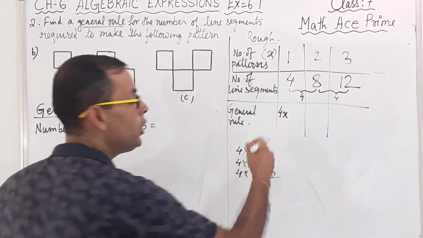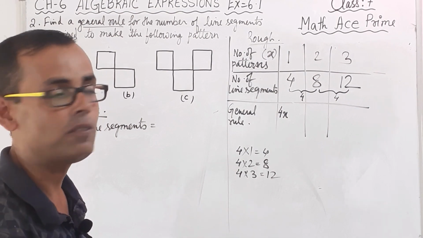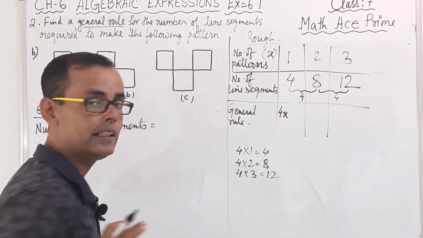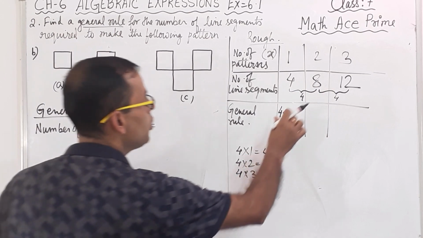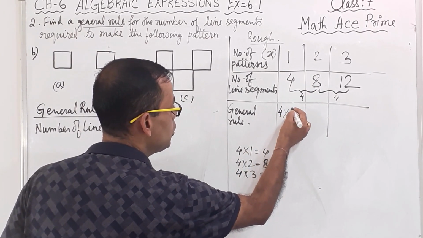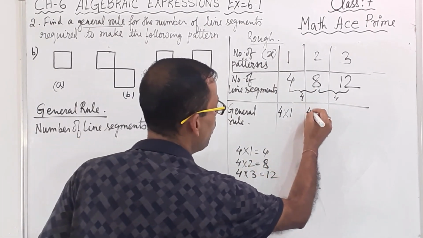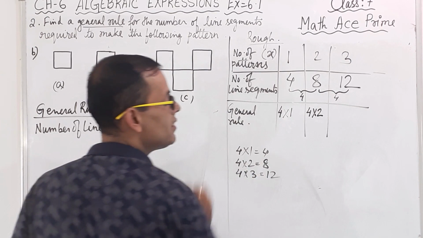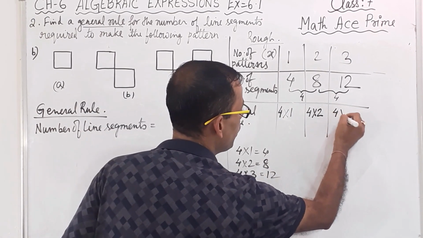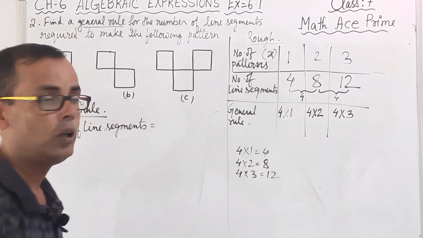So here you don't need to do any plus 1 or minus 1 or plus 5 or minus 5. You are getting it directly. So what you can do? See, if I make it 4 into 1, because x is 1. Now this one 4 into 2, because x is 2. And this one 4 into what? x is 3. Clear, no?